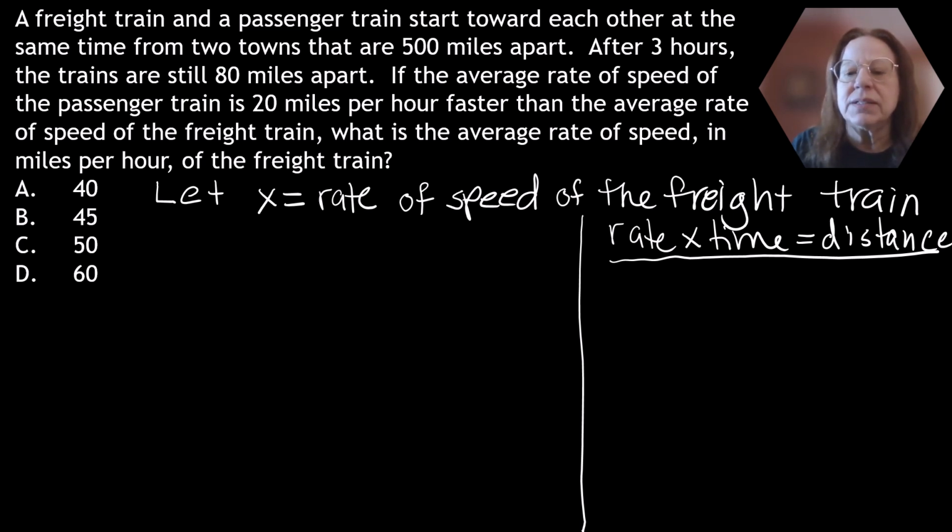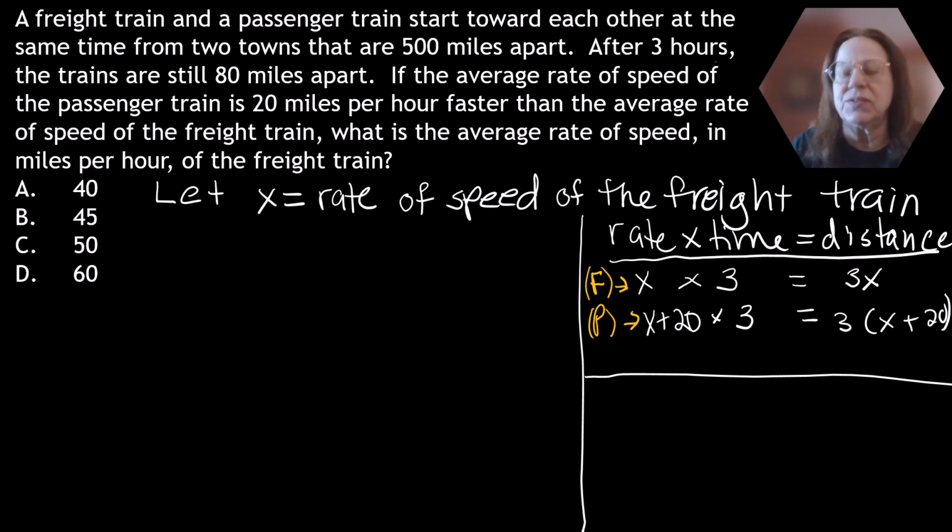And I'm going to draw a little table on the right-hand side, which is rate times time equals distance. This is for the freight train. We have the rate is x miles per hour of the freight train, and it's 3 hours. And so x times 3 is the distance, so that's 3x. Okay, so that's the freight train.